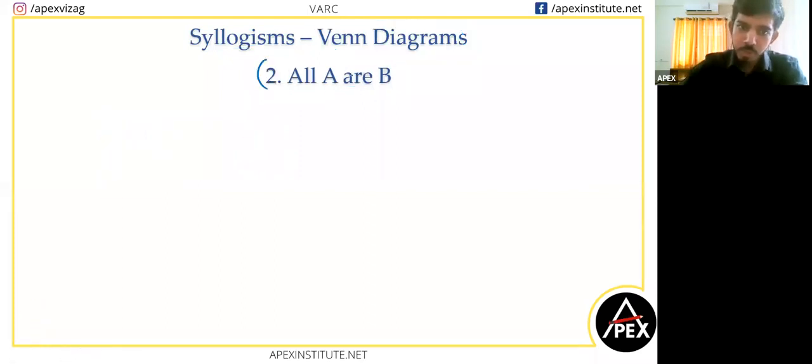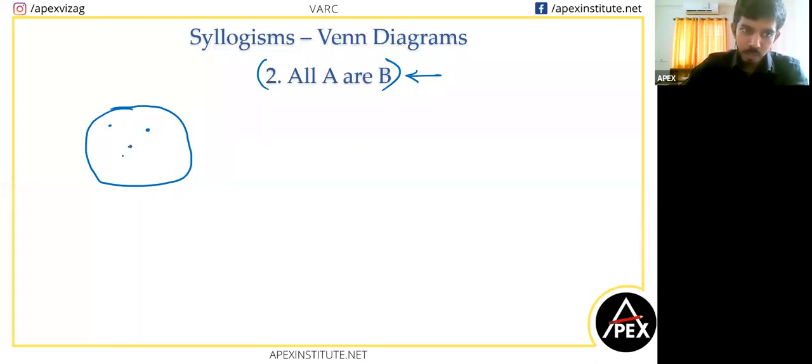Now I'll give you a new situation. Let's look at what is all A is B. The simplest way to draw it is one circle. All A is B. So the elements within this circle are A as well as B. So each element is A also and B also. Each element is A and B. And what is the circle called? A equal to B.